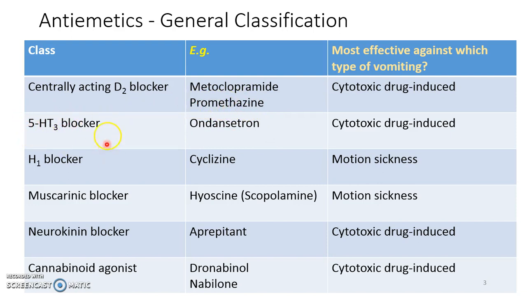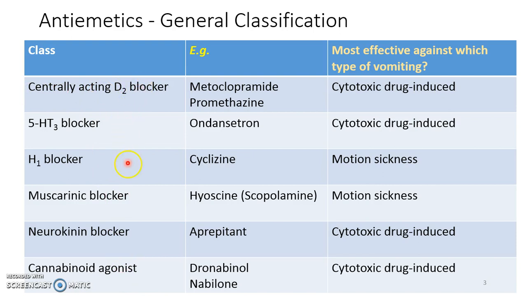And then we have the serotonin 3 blocker, such as ondansetron. And then we have the histamine 1 blocker or histamine 1 antagonist, such as cyclizine. And then we have the muscarinic blocker, such as hyoscine. And then neurokinin blocker, aprepitant. And we have the cannabinoid agonist, dronabinol, and also nabilone.